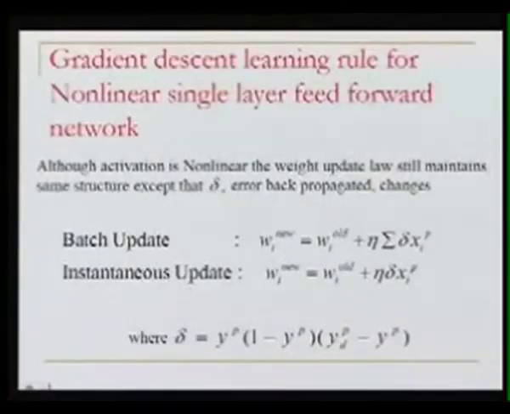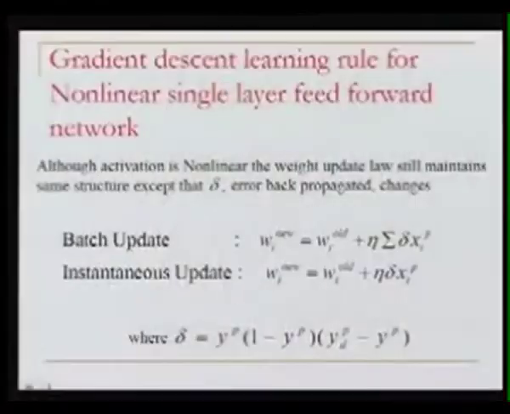So, if we use the sigmoid activation function, that is the previous one, 1 upon 1 plus e to the power minus alpha x, then we can go back to our basic principle of the gradient descent rule. If we apply the gradient descent rule to this nonlinear single layer feed forward network, you will get the batch update. This one is the batch update and this is the instantaneous update, where the delta is yp into 1 minus yp into ydp minus yp.